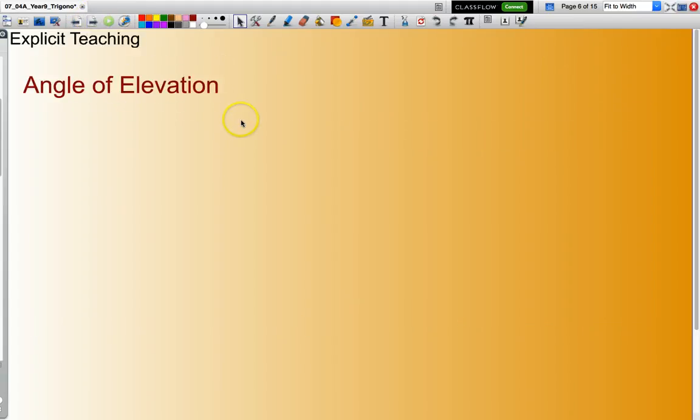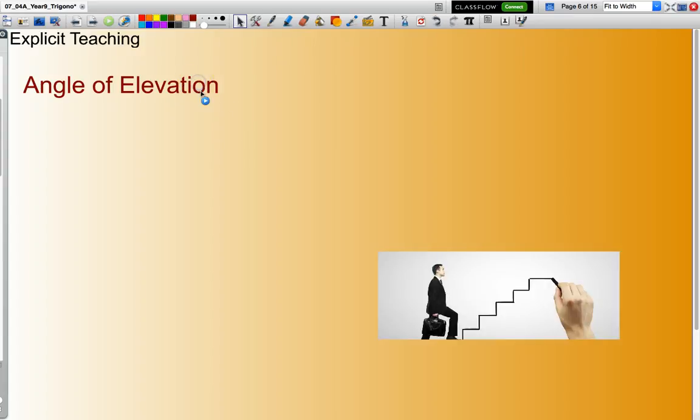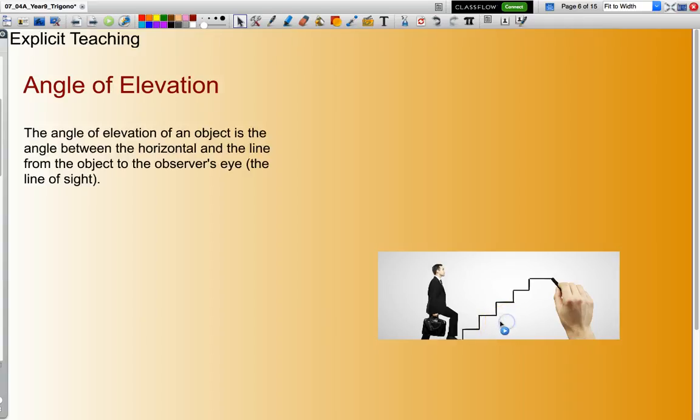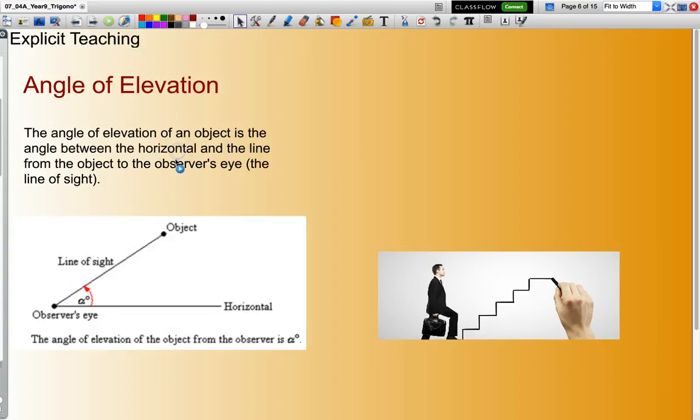Now, the angle of elevation. Basically, when I see the word elevation, I think of moving upwards, just like this fella here walking up the steps. And it can be defined by this fairly long definition. Give you an opportunity to read that, which can be represented by this picture here. The angle of elevation effectively is this angle here. It's the angle between your eye, the observer's eye, which is along the horizon, and an object that happens to be in the sky.